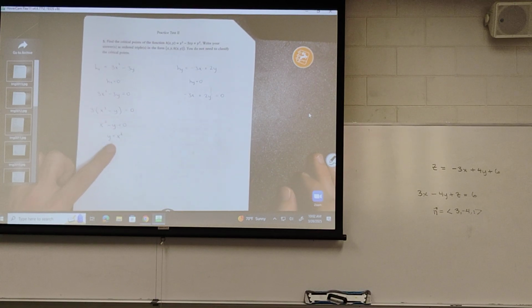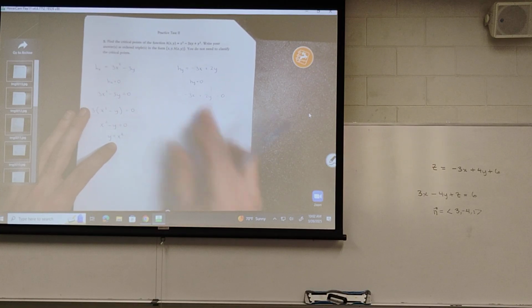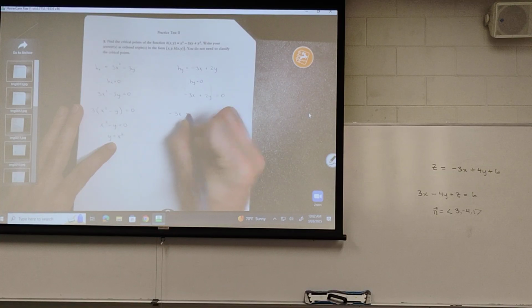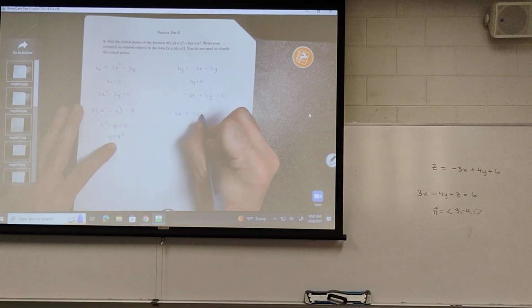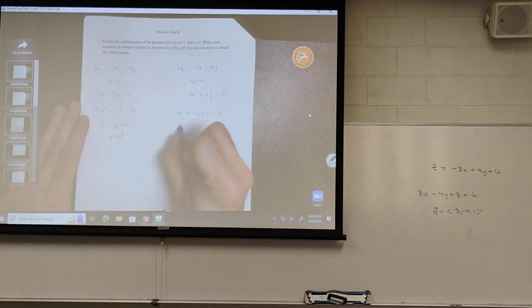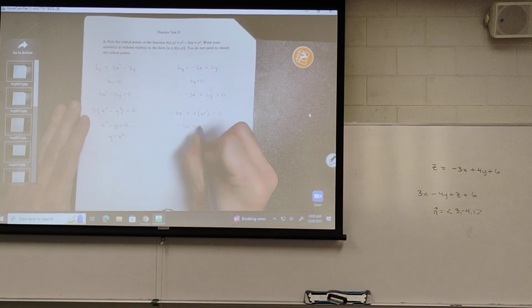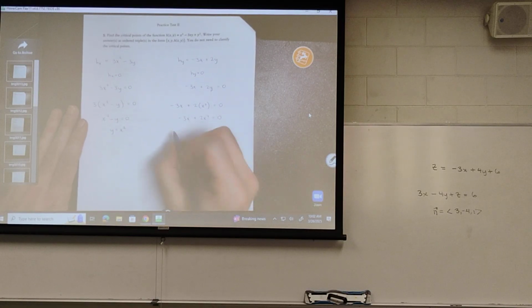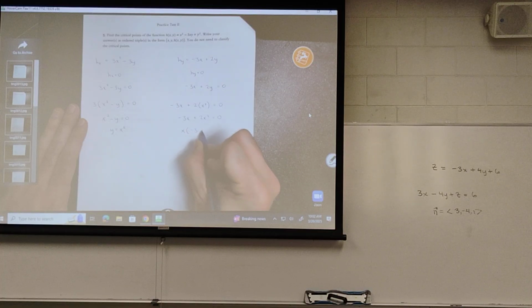And now what do I do with this information that y equals x squared? Plug it into your h of y. So negative 3x plus 2y equals 0. I recognize that there's an x in both of those terms. x is 0, 3 over 2.